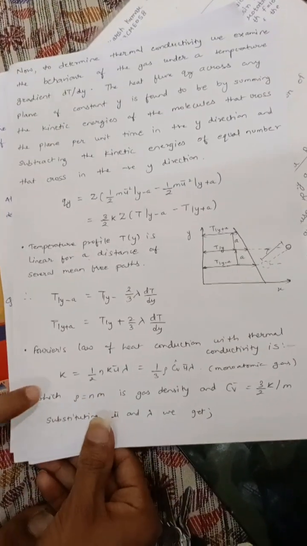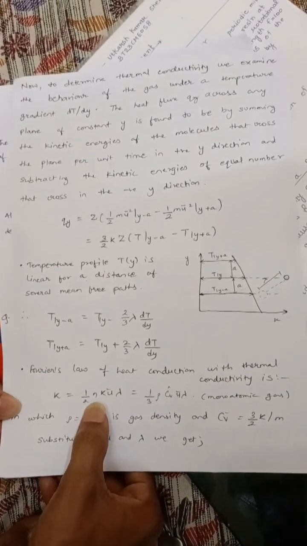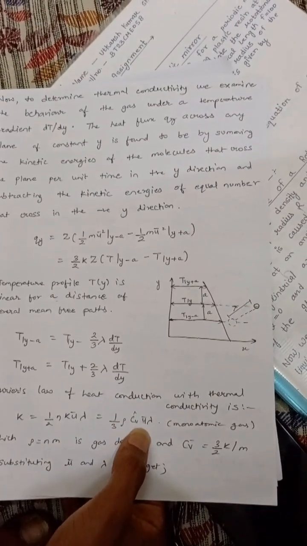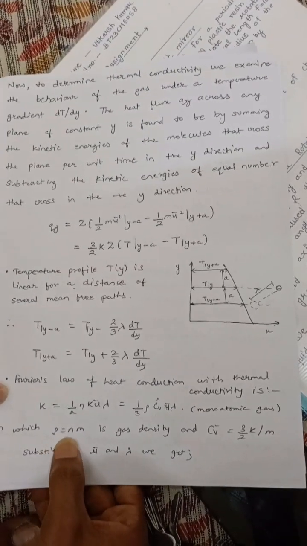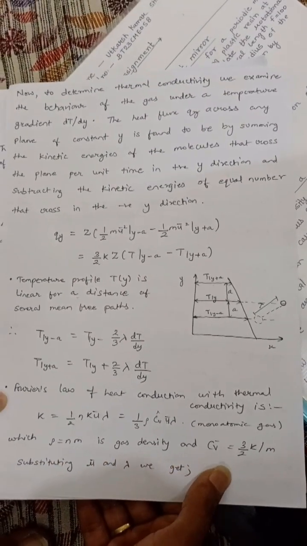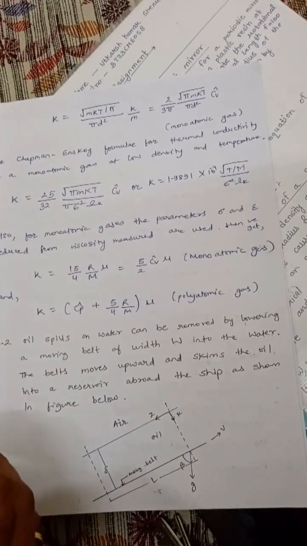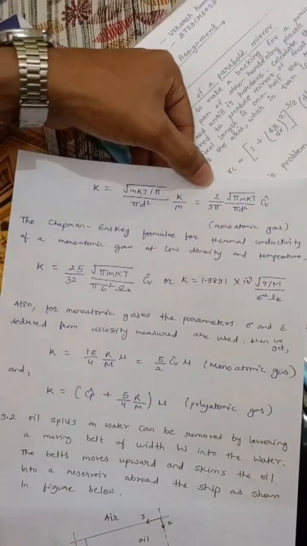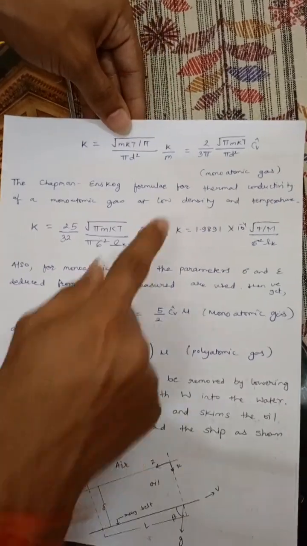Now applying Fourier's law of heat conduction, the thermal conductivity k is equal to half n k v lambda, which is equal to 1 by 3 rho Cv v lambda for monoatomic gases, in which rho is equal to nm, the gas density, and Cv is equal to 3 by 2 k upon m. Substituting v and lambda, we get this: 2 by 3 lambda, square root of pi m kT upon pi d square, into Cv for a monoatomic gas.